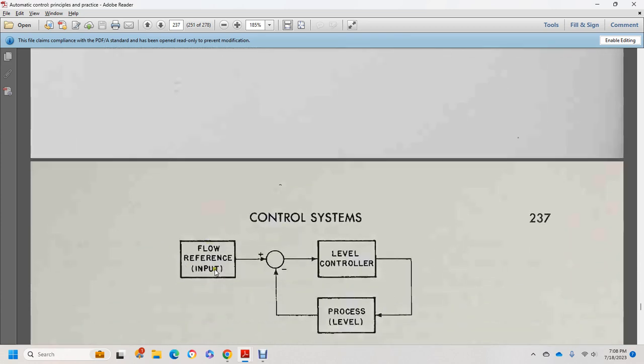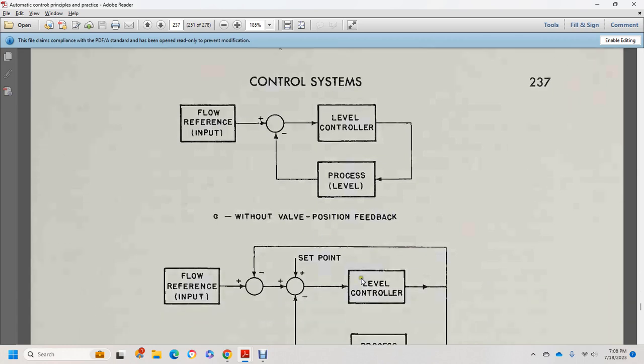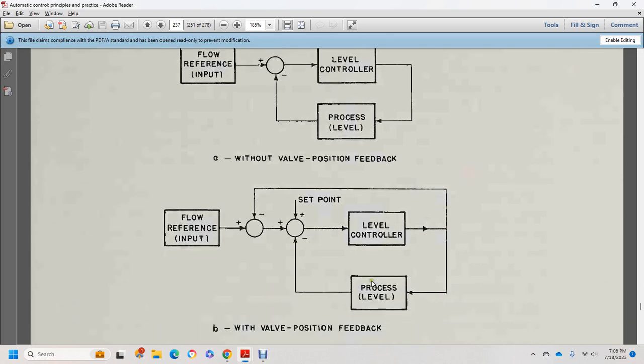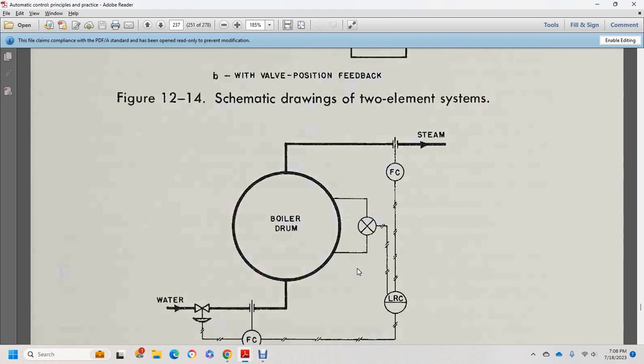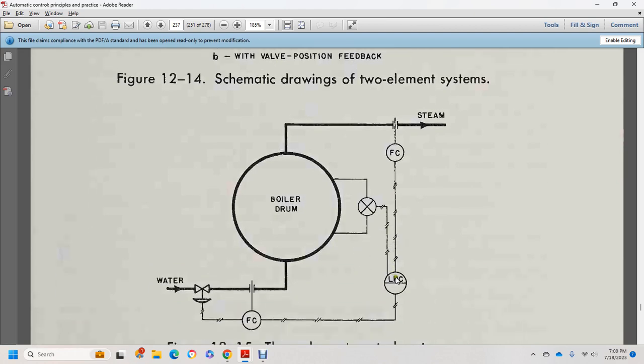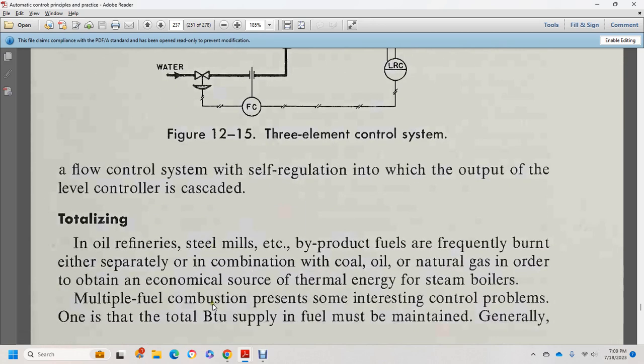The control system flow reference endpoint goes into the control and then the level control. The control system and the level controller and the process level are shown in A without valve position feedback, then the flow reference input and then the set point, level control, process level. That is with the valve position and feedback, as in B. Figure 12-14 shows schematic drawings of two-element systems, and then you have feed control, limited load control, and feed control valves. The three-element control system has a flow control system and self-regulation, into which the output of the level control is cascaded.